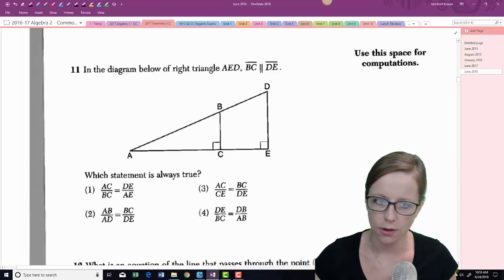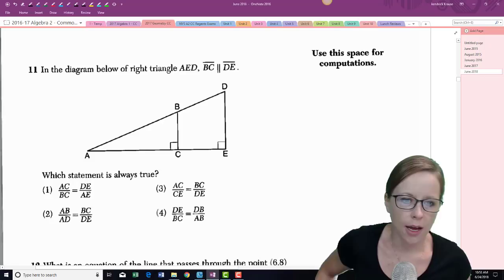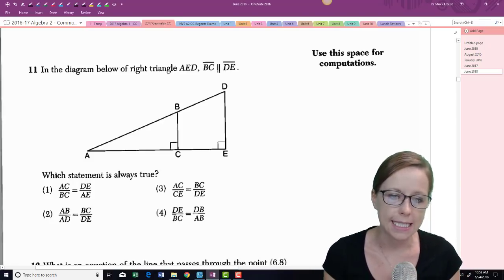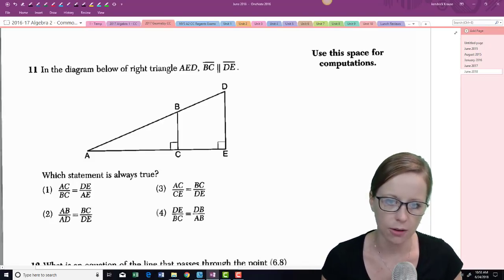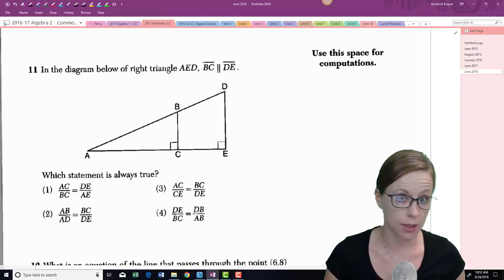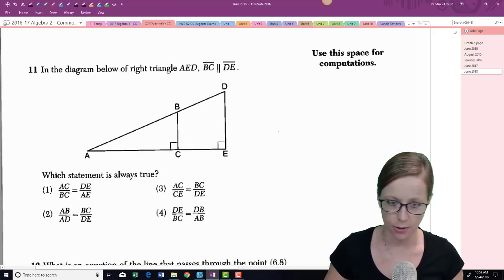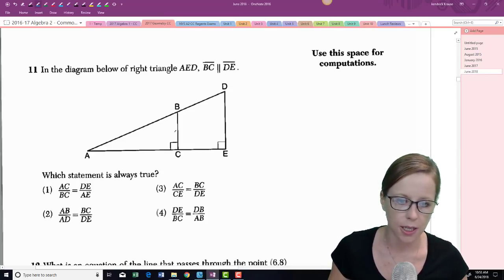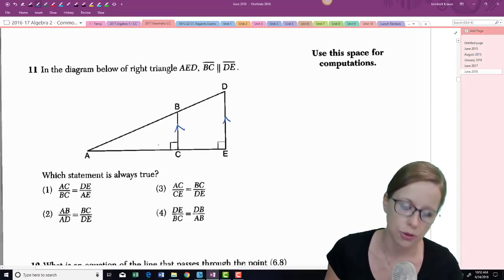All right, so then we have, let me click this. Sorry, I'm trying to move this over. In the diagram, we have a right triangle AED. Okay, that's the big right triangle. BC parallel to DE. So this is, again, one of those mid-segment things, right? You feel like they just keep haunting you? Yeah, you should probably know how to do it then. Which statement is always true?